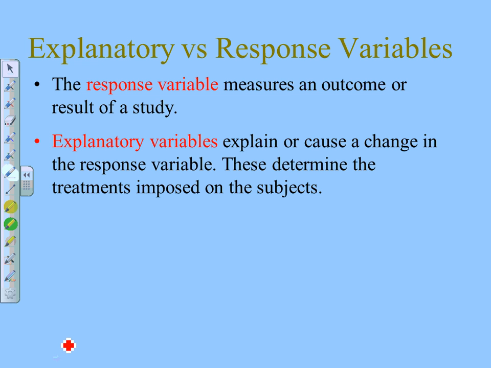Now, we have 2 new variables that we need to talk about: the explanatory variable and the response variable. I'd probably list the explanatory variable first, the response variable second. So maybe write them down in the opposite order than what I have. The explanatory variables explain or cause a change in the response variable. These determine the treatments imposed on the subjects. The explanatory variable typically is what you are doing in your study. It is your independent variable.